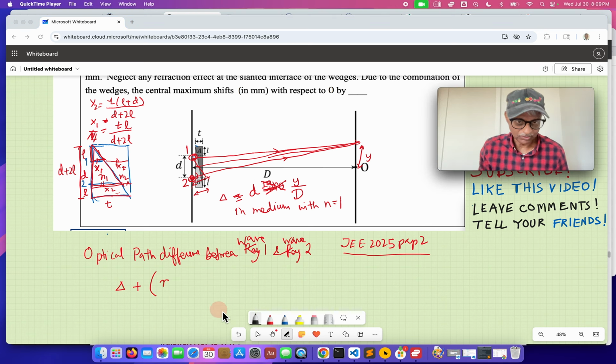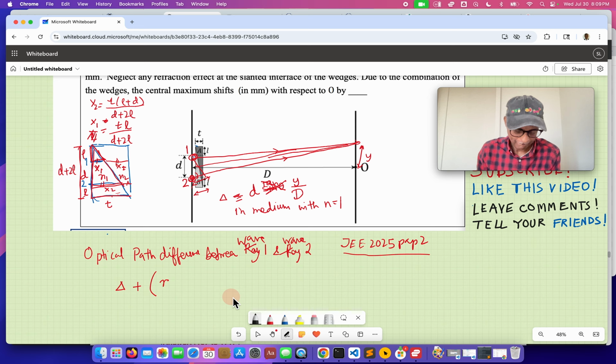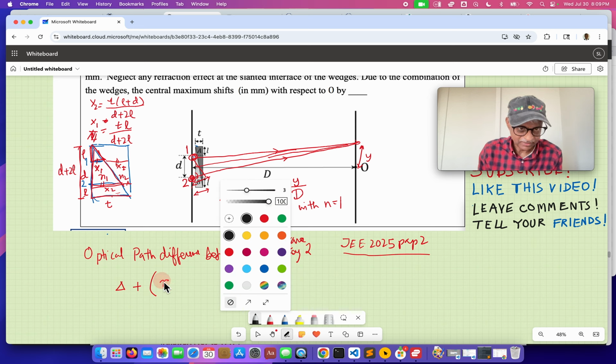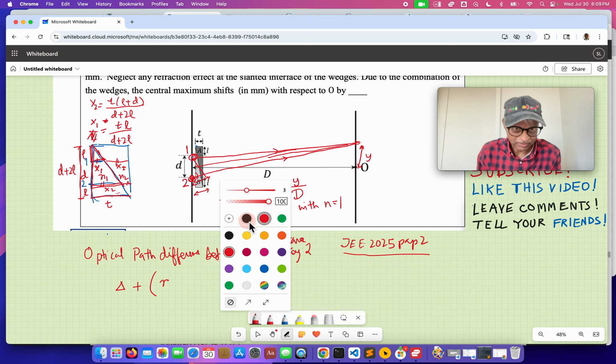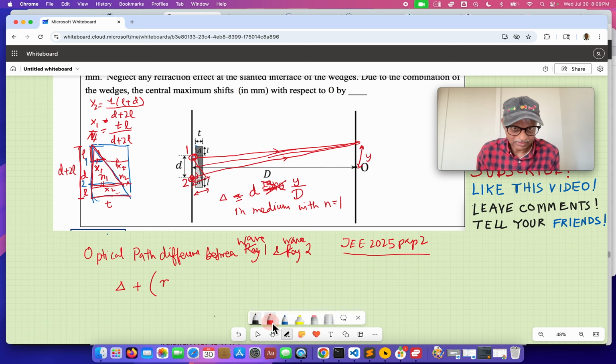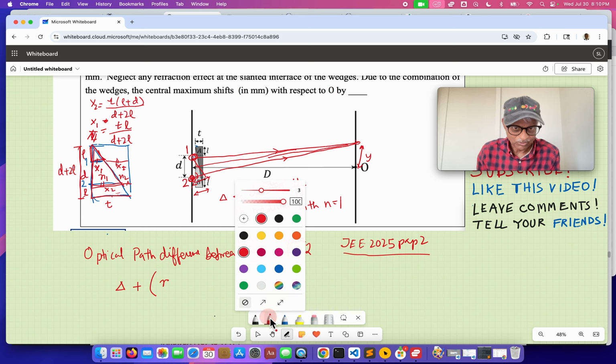The pen stopped working. So let me try again. Let's take this red pen. This is supposed to be a black pen. Let's take this red pen one more time, refreshing it.